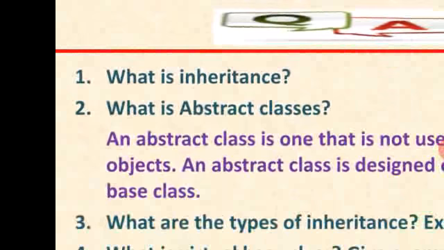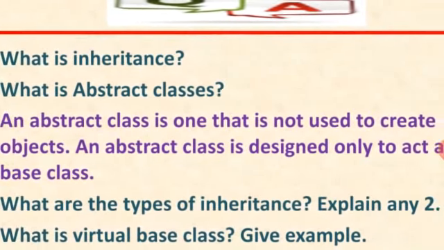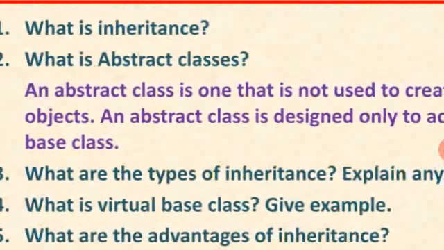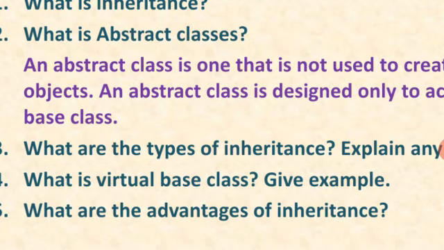See, abstract class means one that is not used to create any object. It is a class only, used only to act as a base class. Means from the abstract class we cannot create any object, but we can use it as a base class. We can use it only as a base class. Such classes we call abstract classes. This is important for a 1 mark question.